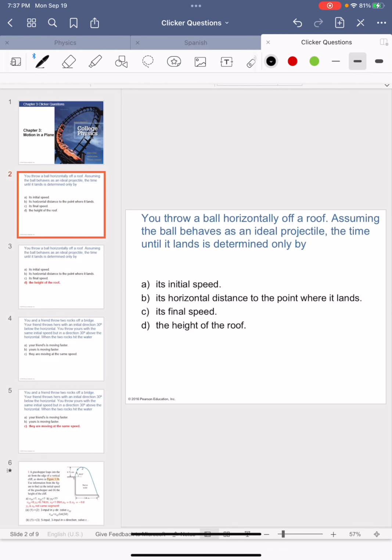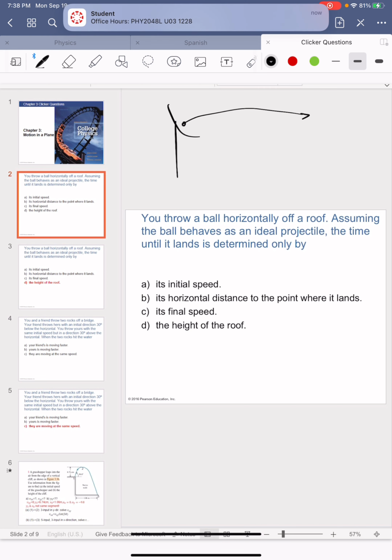For clicker questions for chapter 3: you threw a ball horizontally off a roof. Assuming the ball behaves as an ideal projectile, the time until it lands is determined only by... So, if we look at it, we're on the roof and throwing horizontally, a ball, I mean. Assuming the ball behaves as an ideal projectile, the time until it lands is determined only by.